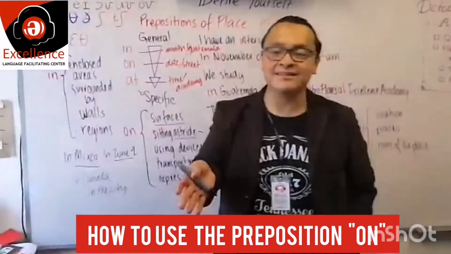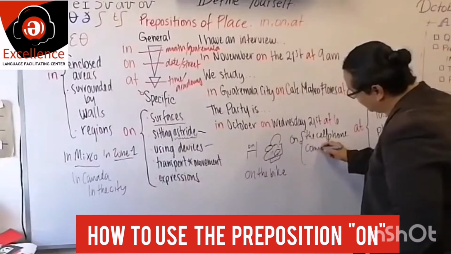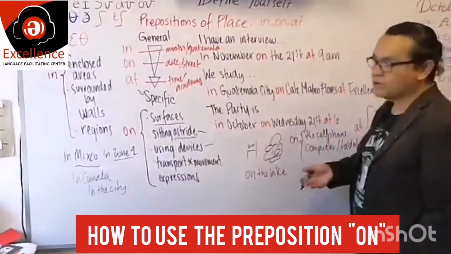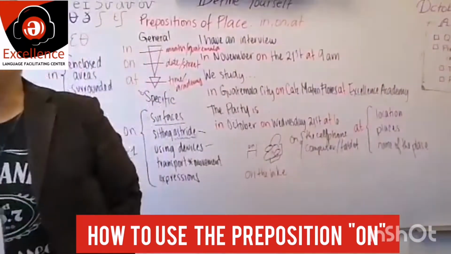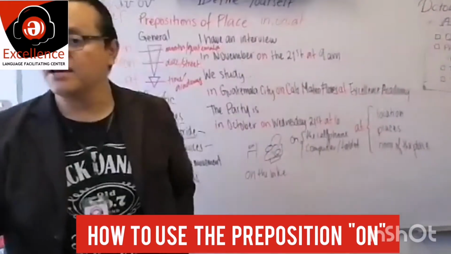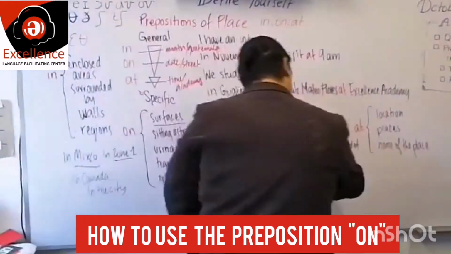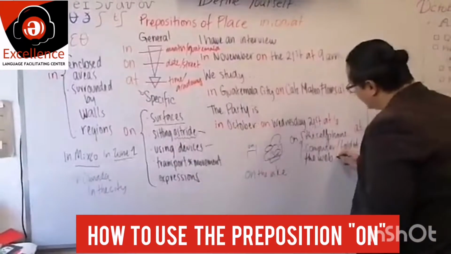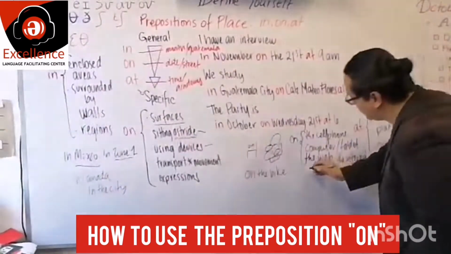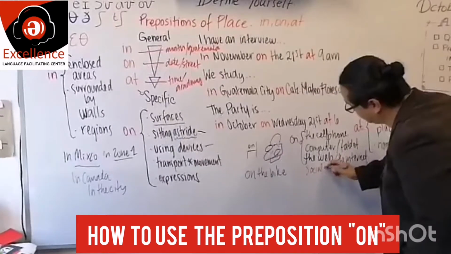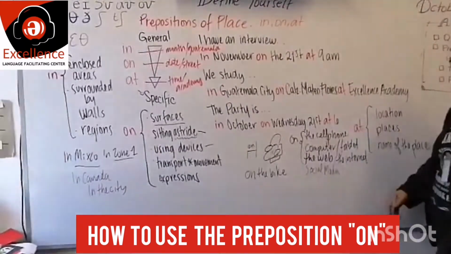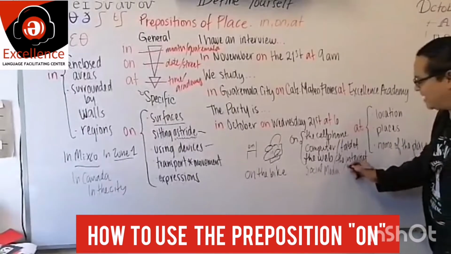What about tablets? On the tablet, right? So all those devices: on. Also, when we talk about all the internet stuff, we say, where did you find out about the academy? On the web, or on the internet, all the social media. On social media, or just on social. You don't need to say media. I met you on social. I saw you on social. On Facebook, on YouTube.